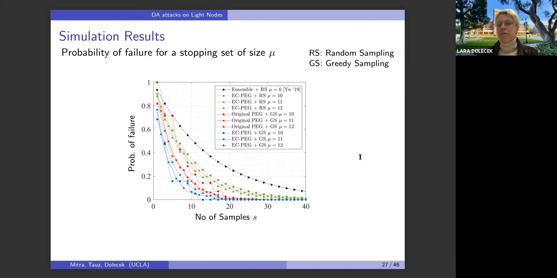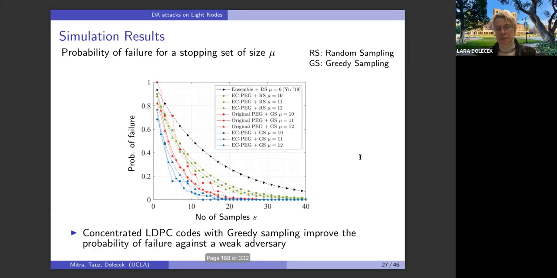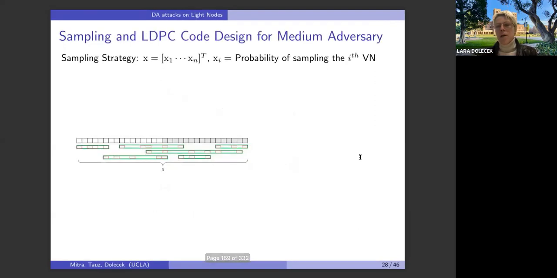the code and the sampling strategy that is now cognizant of the way the code has been built. So these, in a nutshell, concentrated LDPC codes, concentrated with respect to stopping sets, with greedy sampling, improve the probability of failure against a weak adversary. So just briefly, I want to also show you some results for our medium and strong adversary.